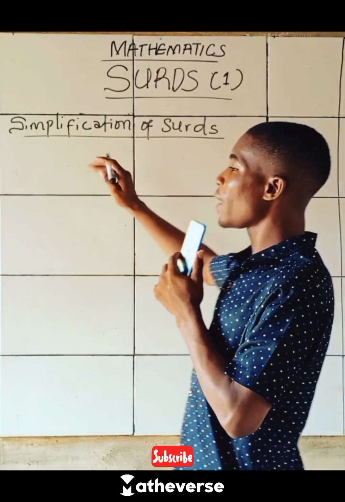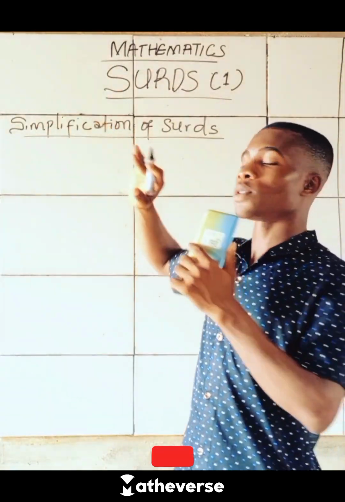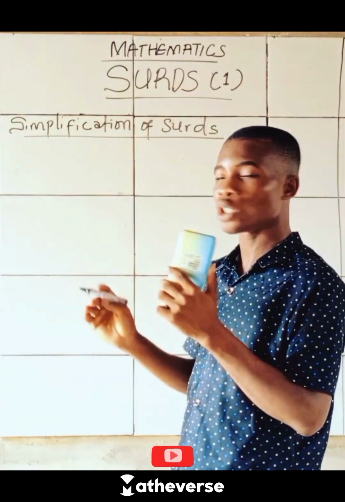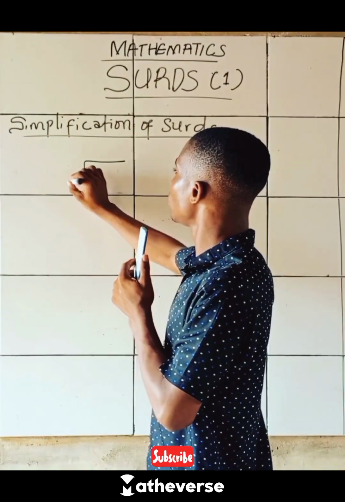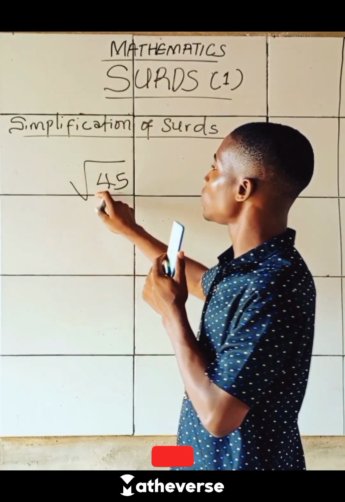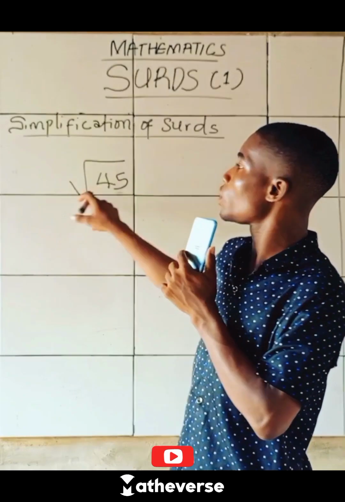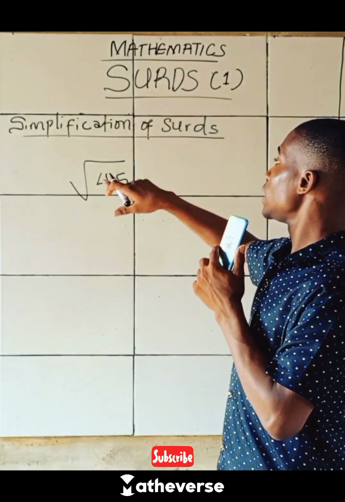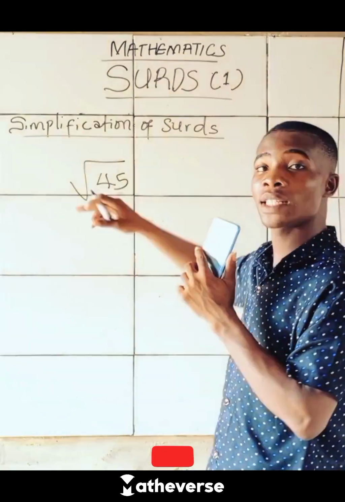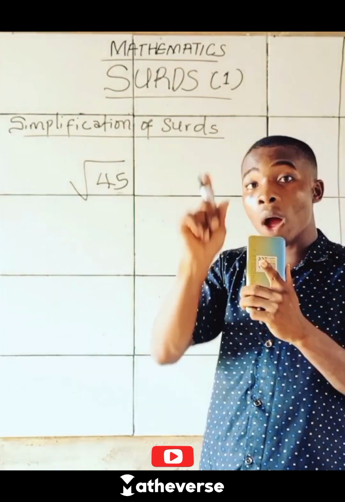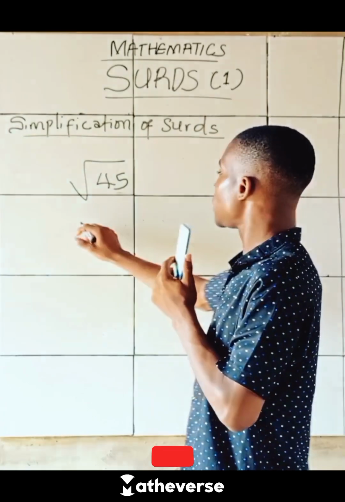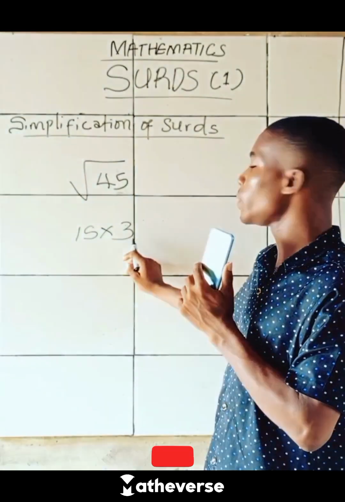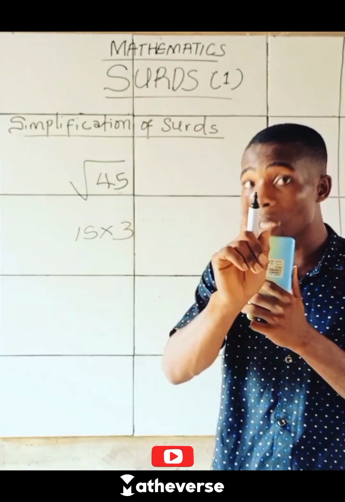So now, to simplify a surd where possible, you must express the number inside the square root sign as a product of two factors. You simplify this one. You first express it as a product of two factors, where one will be a perfect square. We will not pick 15 times 3. Why? Because 15 is not a perfect square, and 3 is not a perfect square. They said one of them must be a perfect square.